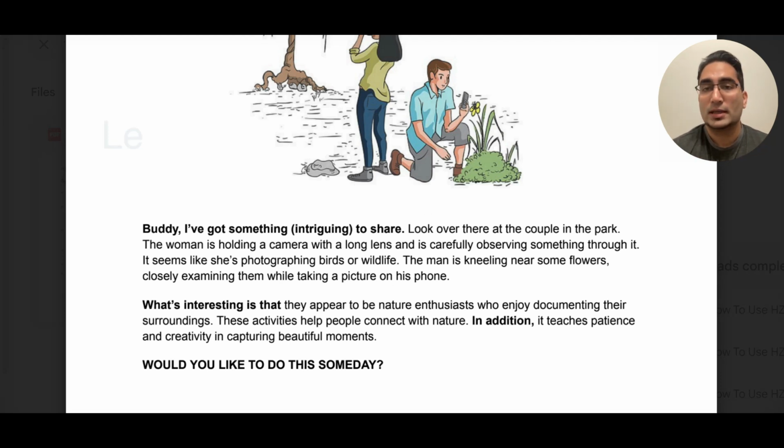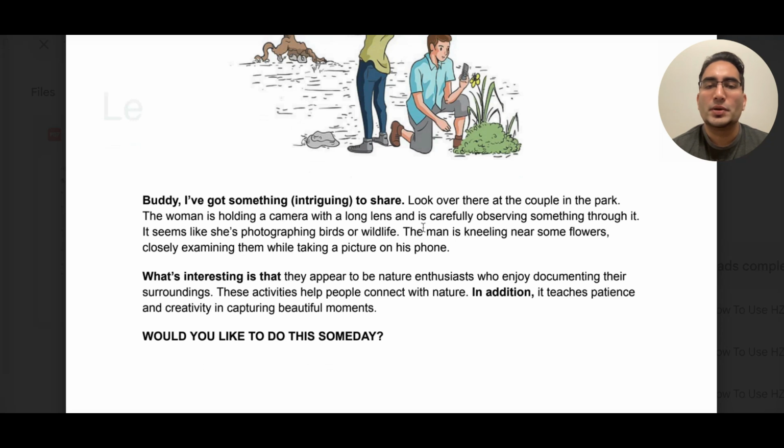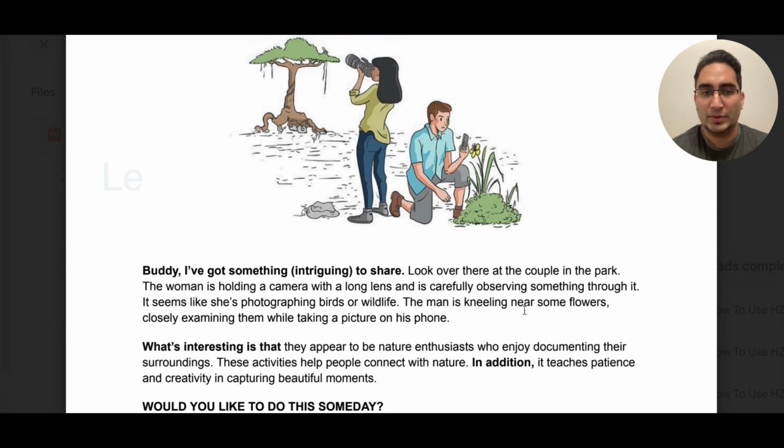But if it fits, in most cases, the majority of the cases in part 8, you want to say a greeting like, how's it going? Or how have you been? Okay. So I've got something intriguing to share. Look over there at the couple in the park. Again, if you are walking with your son, that's what you will do. Point to the couple. The woman is holding a camera with a long lens and is carefully observing something through it. It seems like she's photographing birds or wildlife. The man is kneeling near some flowers, closely examining them while taking a picture on his phone.